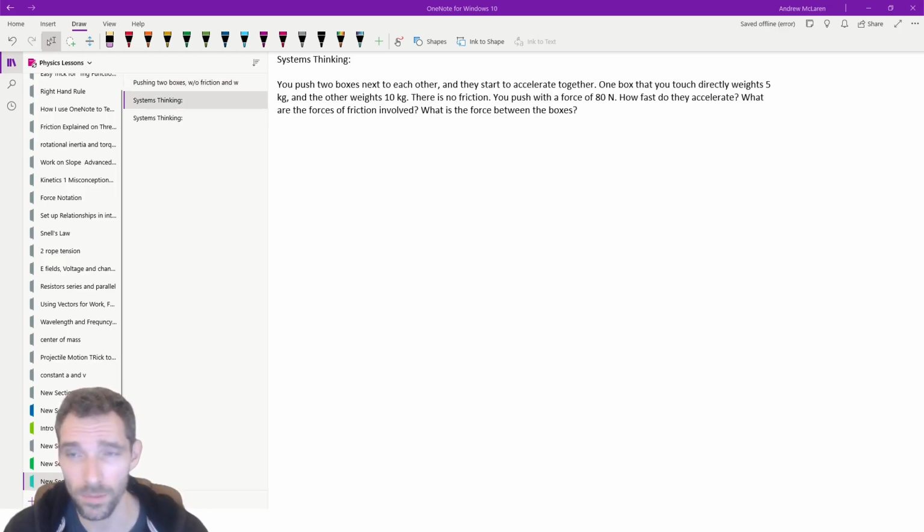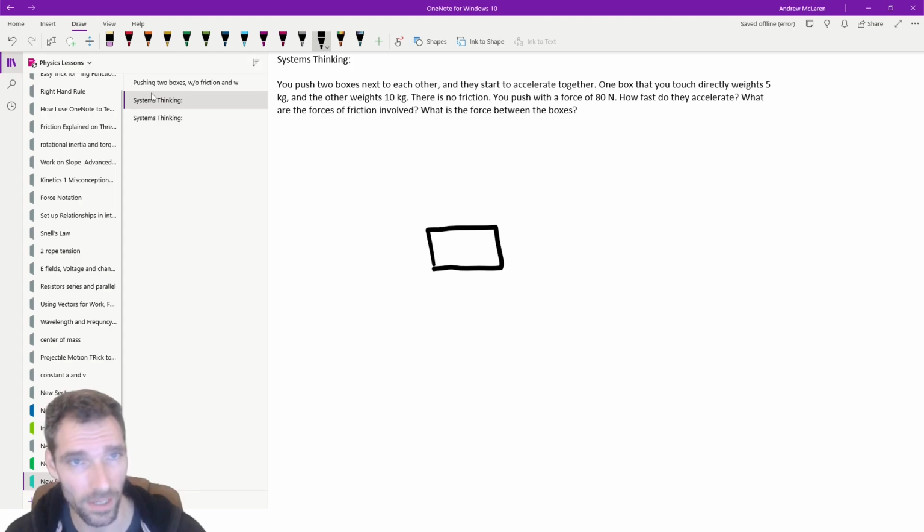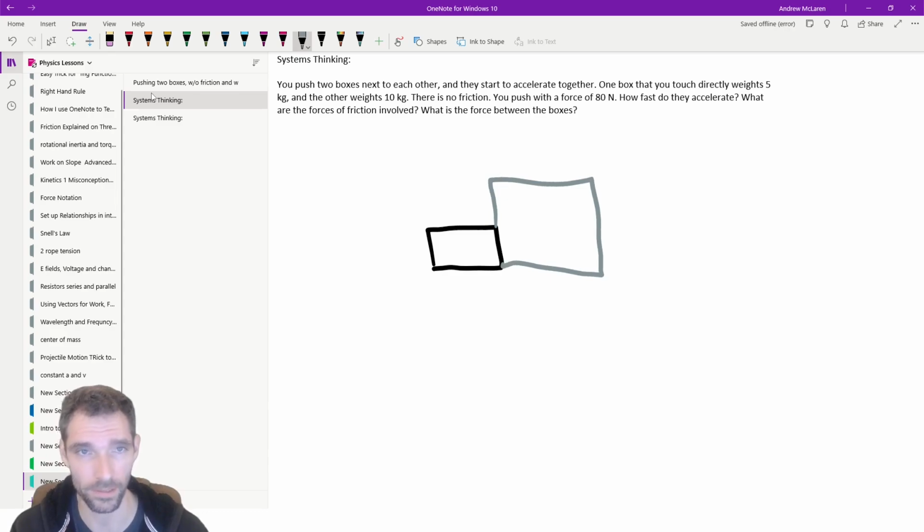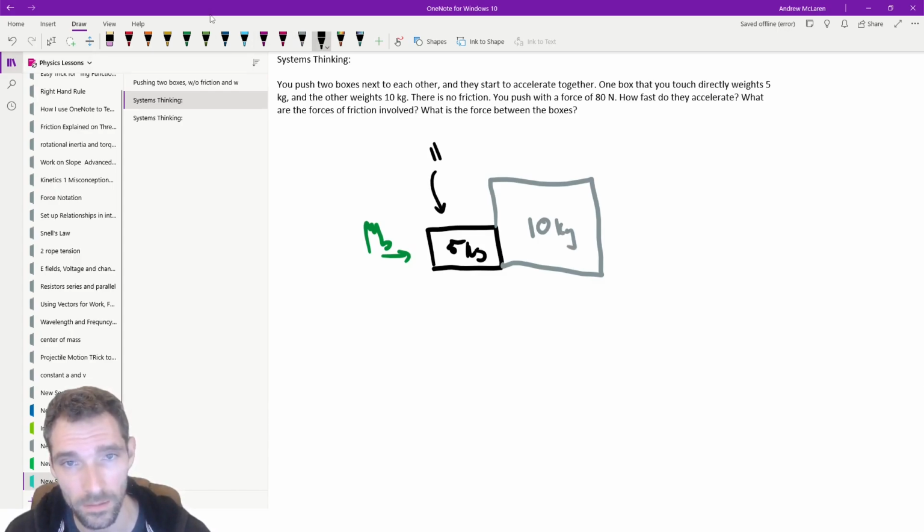So when we look at this problem without friction, it's fairly straightforward, but it can be somewhat confusing. To help us out, we're going to draw a little picture where we've got our two boxes next to each other. I'm going to make the heavier one a little bit bigger. It just helps my brain to do that. You've got your hand here pushing on this box that's weighing 5 kilograms, and it is next to another box that is weighing 10 kilograms. Now we can call this box number 1 and box number 2. It will just help with keeping track of what box we're talking about.